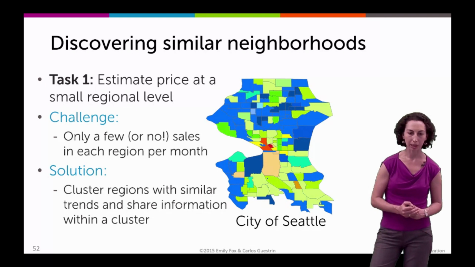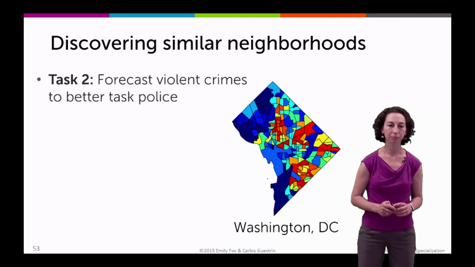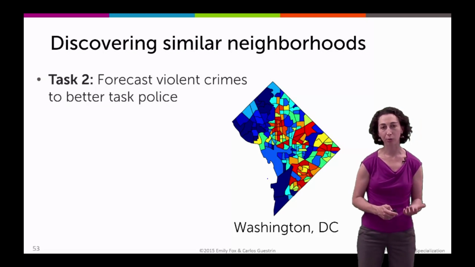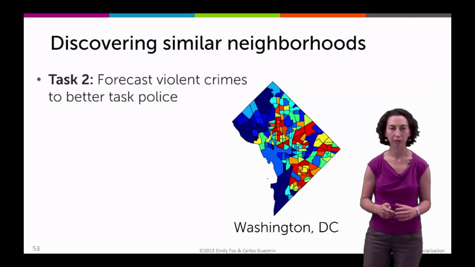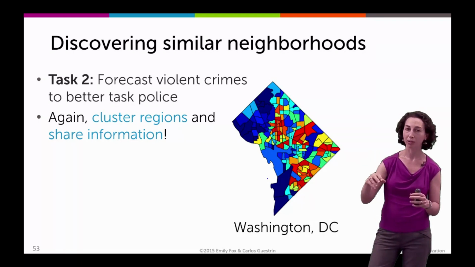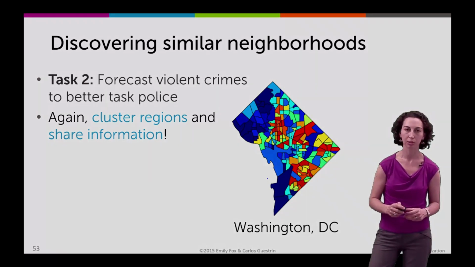So this is the solution that I'm describing here: to cluster regions with similar trends and then share information within a cluster. And the same idea of discovering related regions can be used for helping to forecast violent crimes to better task police forces to different regions. So again, once we discover different neighborhoods that have very similar crime dynamics, we can form better predictions of the rates of violent crimes in those neighborhoods, and then use that information to task police to those regions.